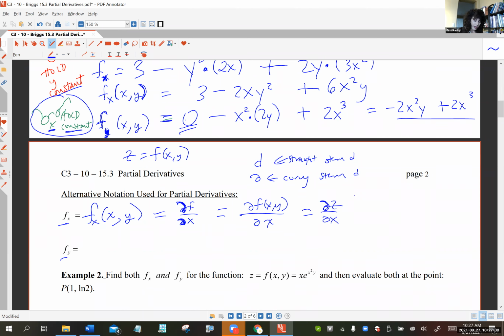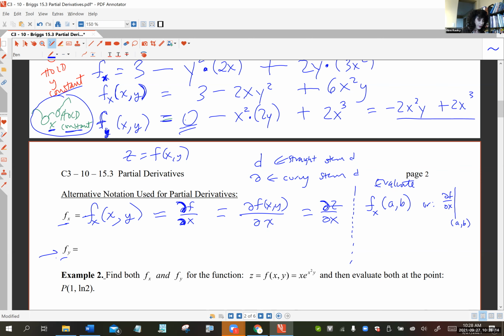Okay, now I'll put a little border here. What if they asked you to evaluate your first partial at a particular point? They may go like this, fx and then parentheses a comma b, where a and b are actually some fixed numbers. Or another way they may denote that you need to go evaluate your partial at some point, they'll go df dx, and then they'll have a vertical bar. And at the bottom of the vertical bar, using subscript notation, so it's tinier font, the point, the ordered pair, a comma b. And that's basically just saying, hey, plug it in. Plug in the point a, b.